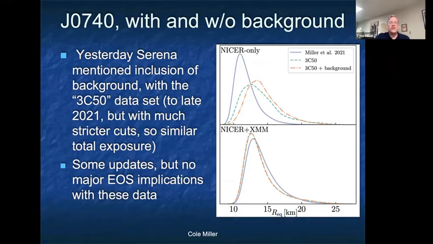And we show NICER alone, NICER plus XMM, and then the data set by itself with no background constraints, and then when we do add background. So all of this is coming together.